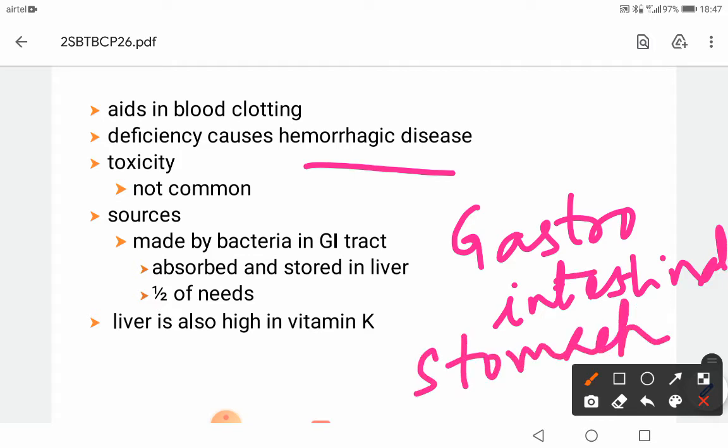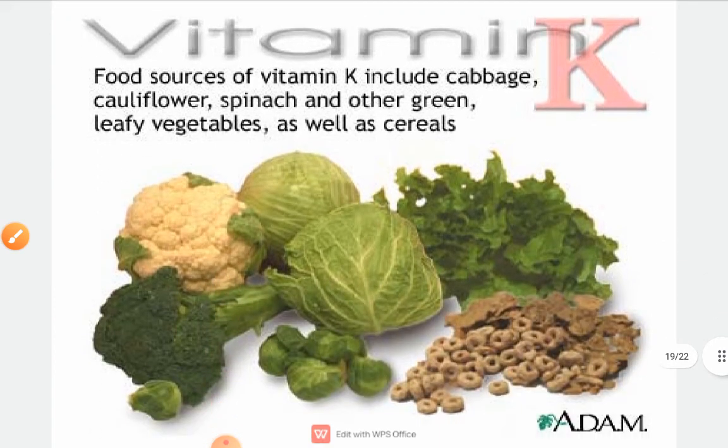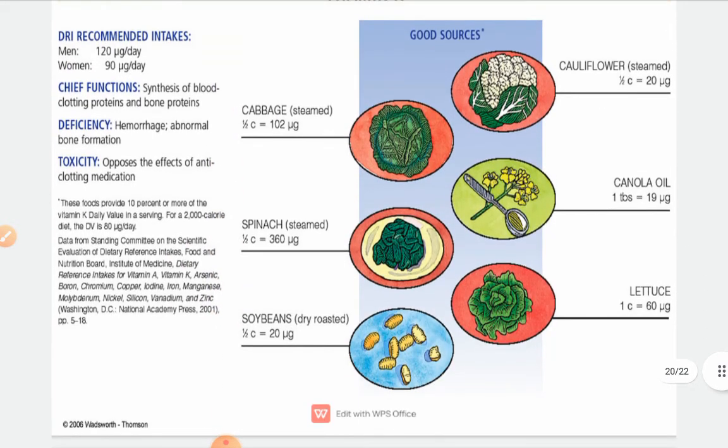So the stomach has a lot of bacteria, and those bacteria synthesize this particular vitamin, and it is stored in the liver. So liver is also high in vitamin K. The sources of vitamin K include cabbage, cauliflower, spinach, broccoli, and other green leafy vegetables, as well as cereals. So this is the overall summary of vitamin K, and how much of it has to be taken.